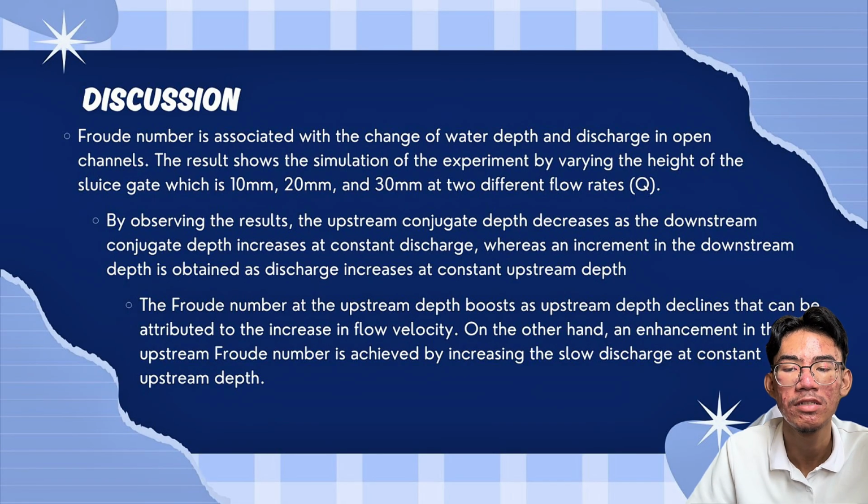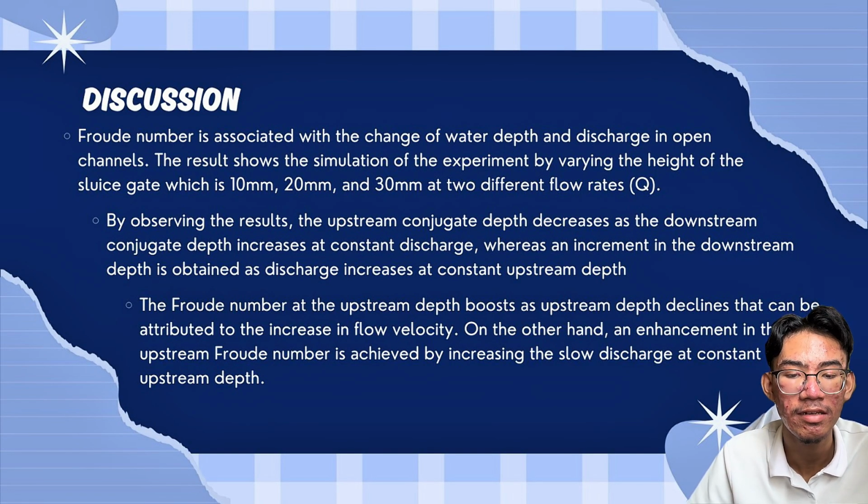Froude number is associated with the change of water depth and discharge in an open channel. The results show the simulation of the experiment by varying the height of the sluice gate, which is 10 mm, 20 mm, and 13 mm at two different flow rates Q. By observing the results, the upstream conjugate depth decreases as the downstream conjugate depth increases at constant discharge, whereas an increment in the downstream depth is obtained as discharge increases at constant upstream depth.